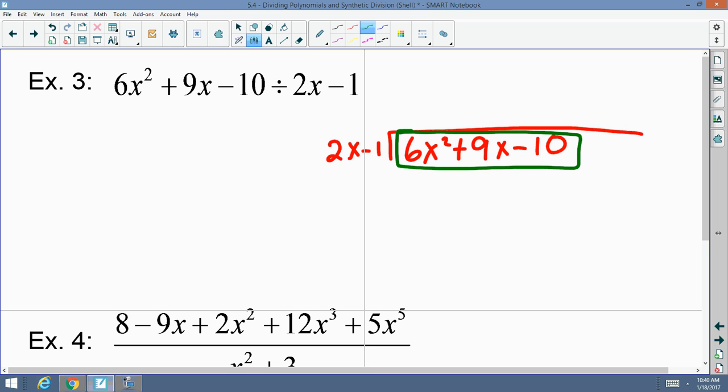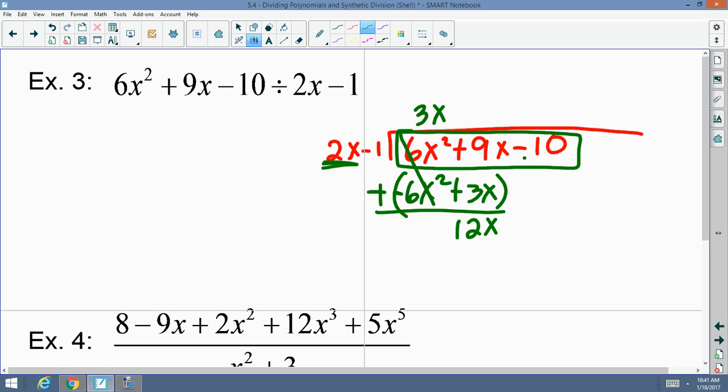Now, let's do this. How many times does 2x go into 6x squared? It goes in 3x times. Subtract the product. What's 3x times 2x? 6x squared. What's 3x times a negative 1? Negative 3x. Distribute the negative and subtract. 6x squareds cancel. 9x plus 3x is 12x.